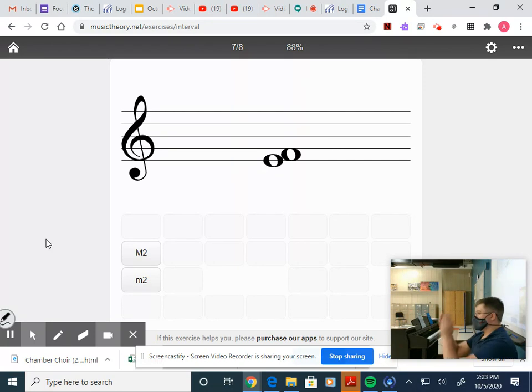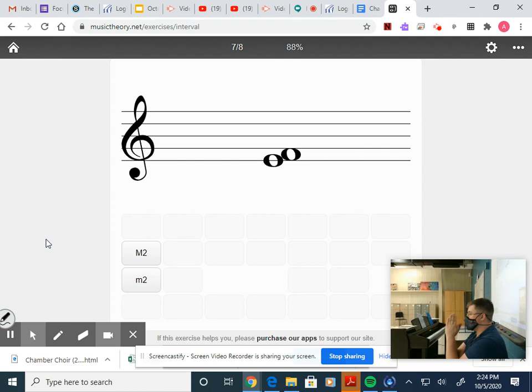Is there a note between E and F? If you can think about the piano, is there a black key between E and F? No, there's not. E to F, B to C, there's no note in between. Okay? So, how far away is E to F? How far away are they from each other? How many half steps?